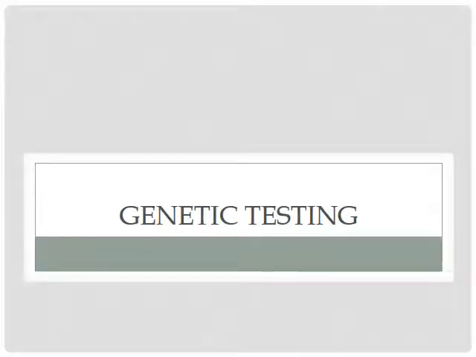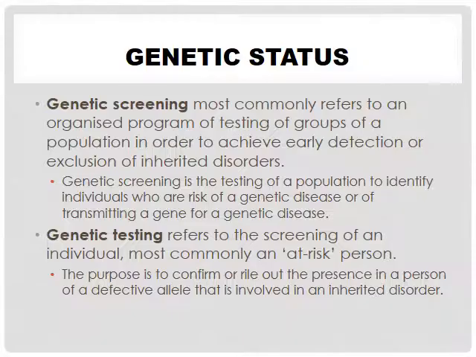Another way we can use our biological knowledge and apply it in society is through genetic testing. With genetic testing, what you're doing is testing a person and looking for any defective alleles in their DNA that are related to a particular genetic disorder. Genetic testing falls under two main categories: we have what we call genetic screening, and then we have what we call genetic testing.